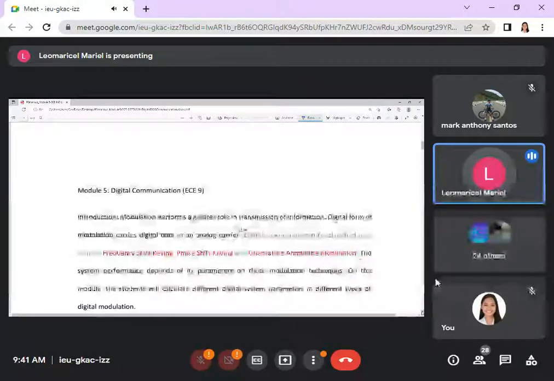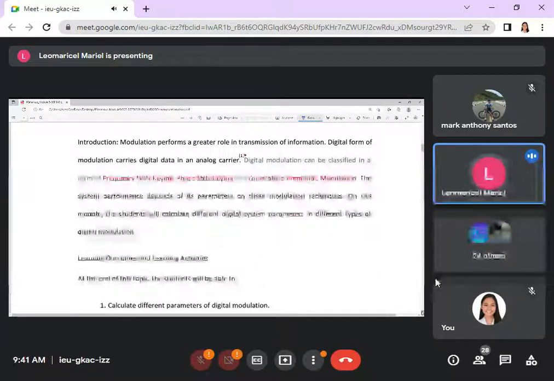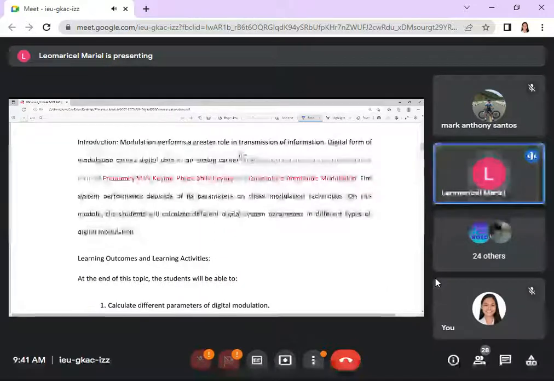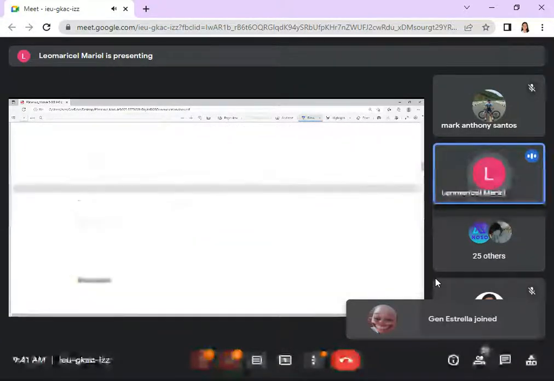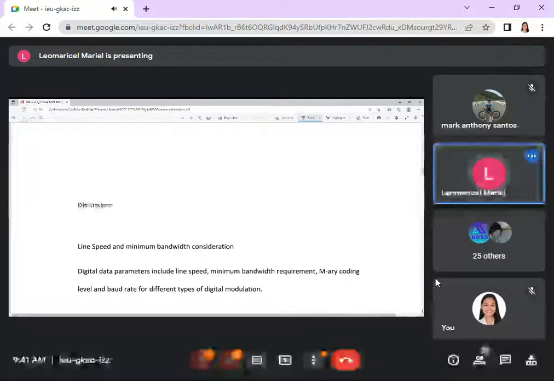So now we're going to move on to the other topic, which is the system calculations for digital modulation. Okay, so for the introduction, modulation performs the greater role in transmission, and we all know that, sinabi na natin ito. We have different forms like PSK, FSK, QAM, and also other types of modulation na i-discuss later on, yung mga special types of modulation.